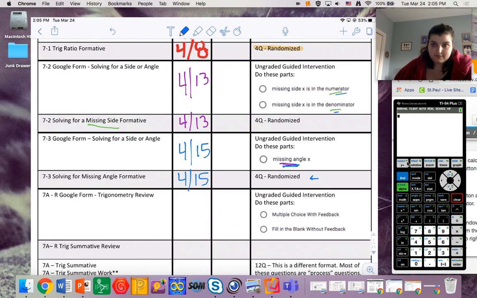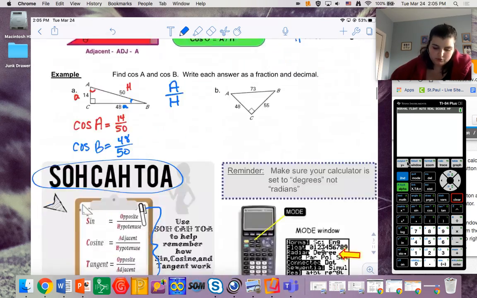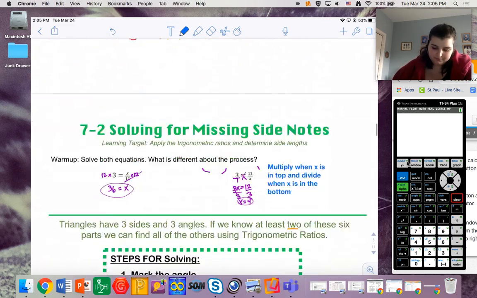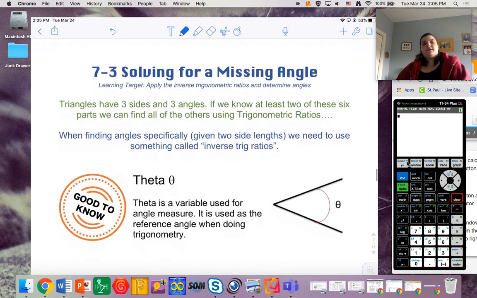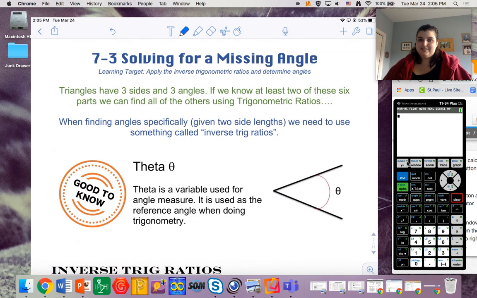All right, let's go to our 7.3 notes. Again, remember triangles have 3 sides and 3 angles. If we know at least 2 of these 6 parts, we can find all the others using trig ratios. When finding angles specifically, given 2 side lengths, we need to use something called inverse trig ratios.